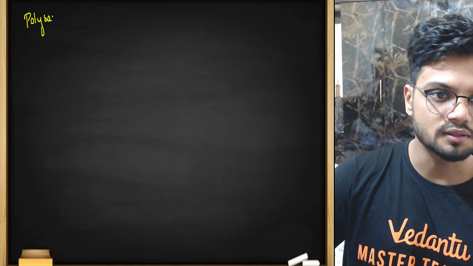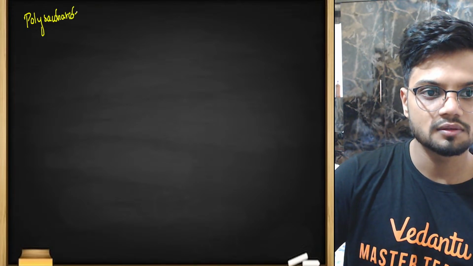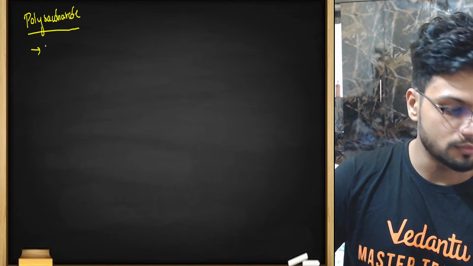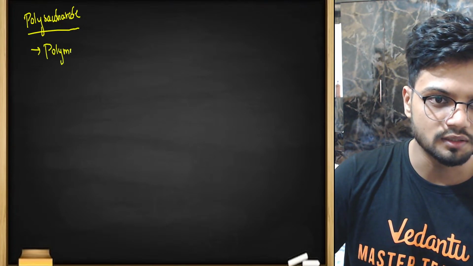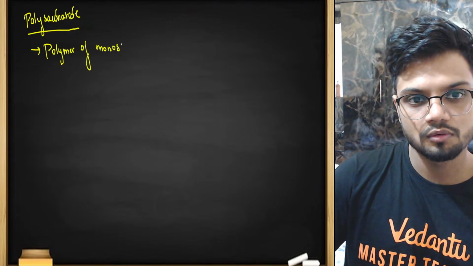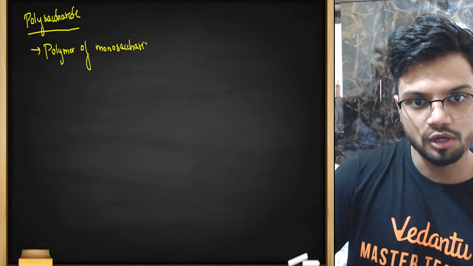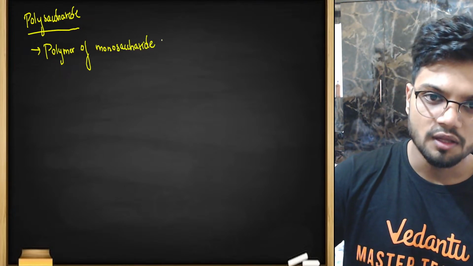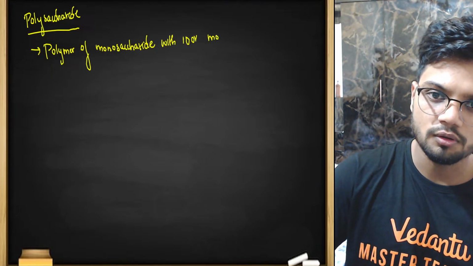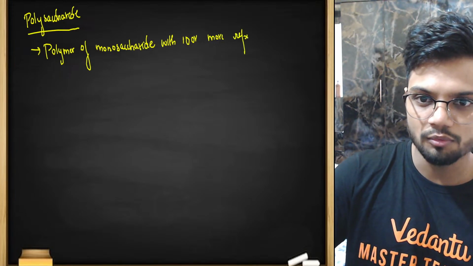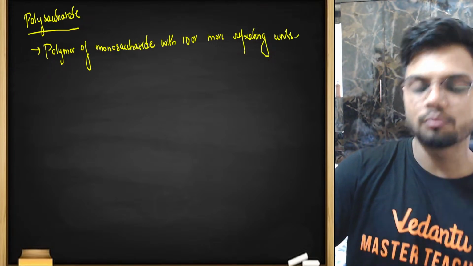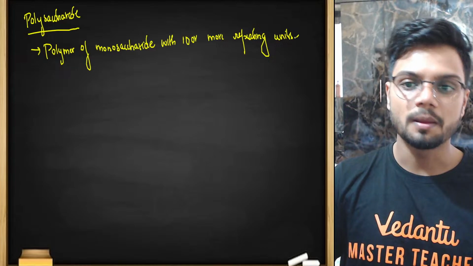Our main interest is the polysaccharide. Understand? A polysaccharide is basically a polymer of monosaccharide with 10 or more repeating units. When 10 or more repeating units come together, they make up the polysaccharide.